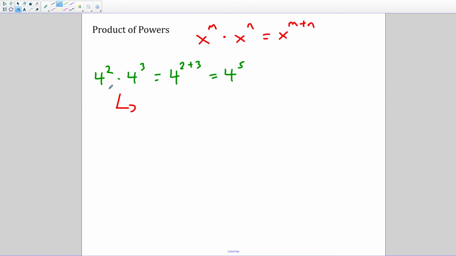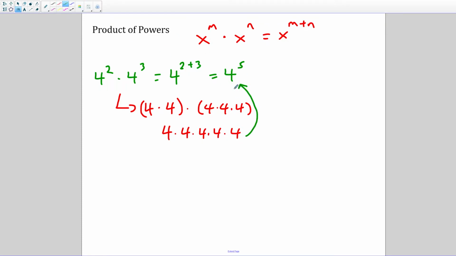Well, this expression, 4 squared times 4 cubed, is really the same thing as 4 times 4 times 4 times 4 times 4. And if we were to take these out of the brackets, because again, with multiplication, the order doesn't really matter, I can rewrite it as 4 times 4 times 4 times 4 times 4, which means that I have 4 multiplied by itself 5 times, which would lead us back to our original answer of 4 to the power of 5.